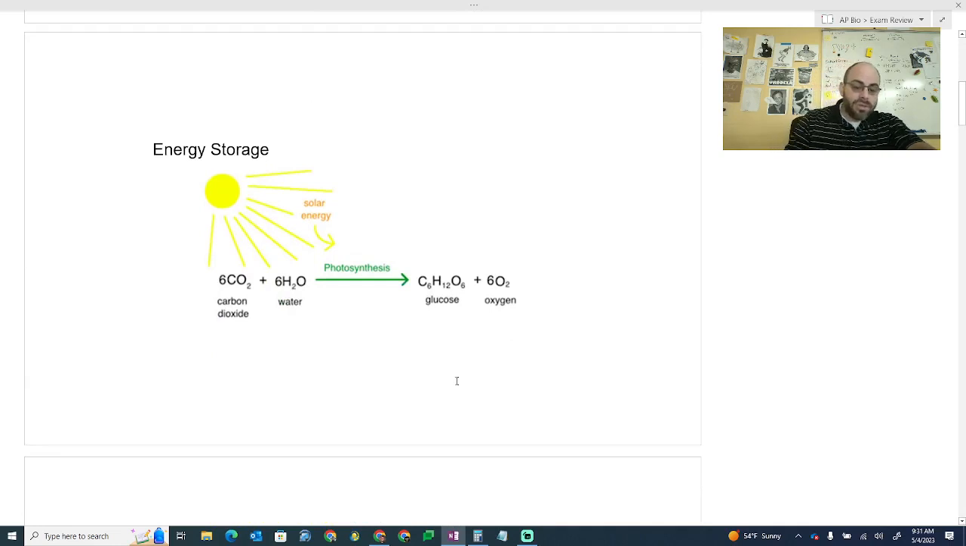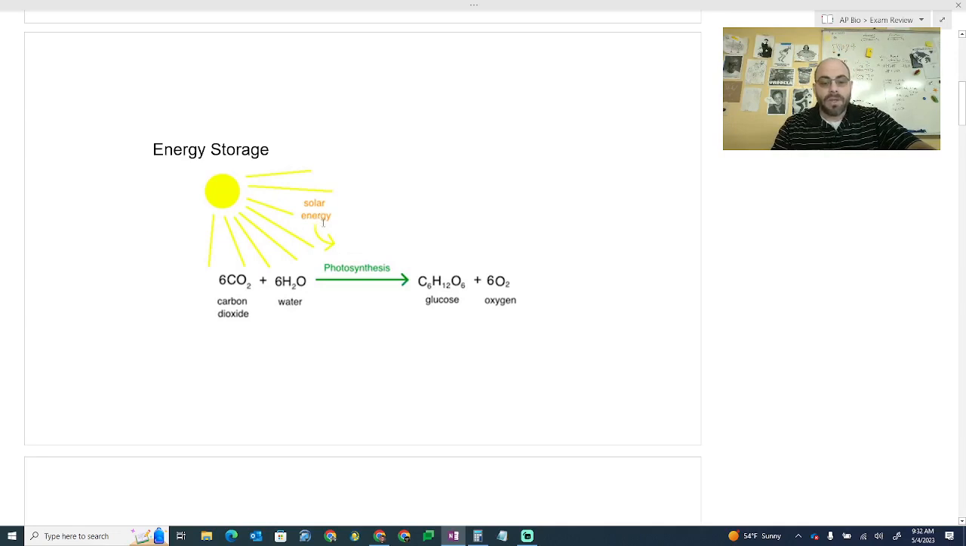Photosynthesis is about energy storage. What do we mean by that? Well, the process of photosynthesis creates glucose. Glucose is something that organisms need in order to use energy. There are certain kinds of organisms that make that, usually plants or autotrophs. Autotrophs are the bigger group. Plants, of course, are a type of autotroph.